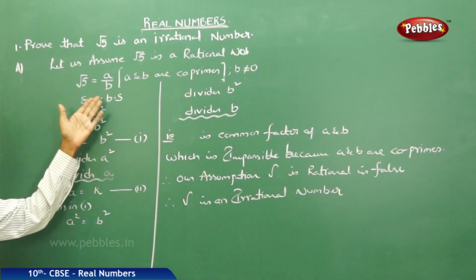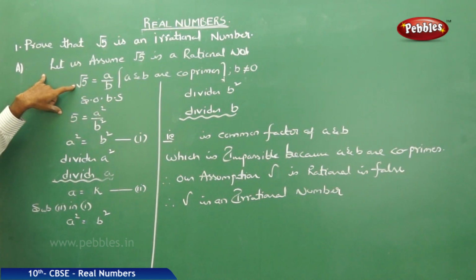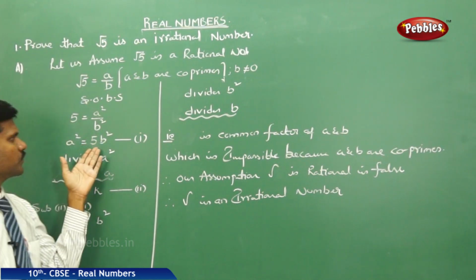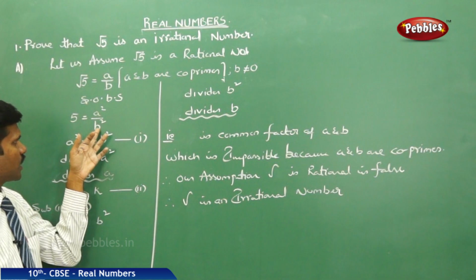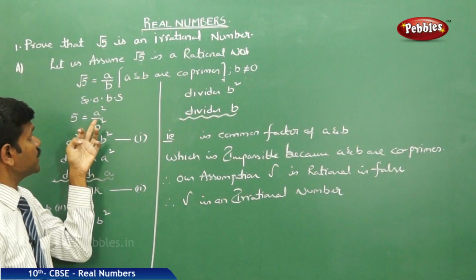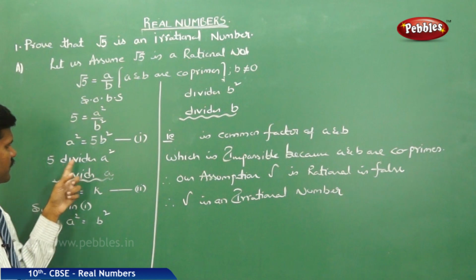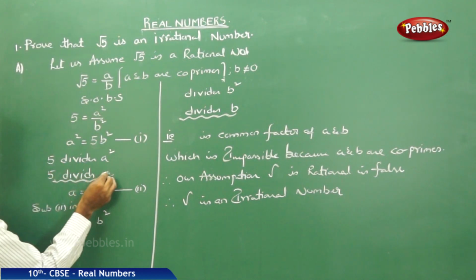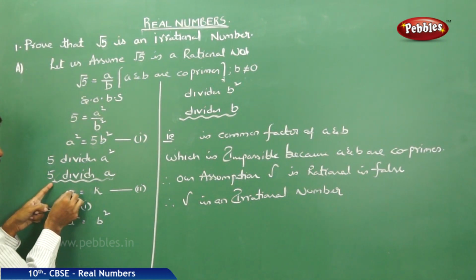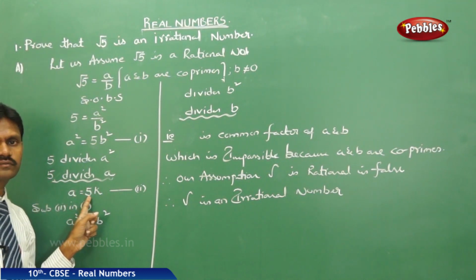Now squaring on both sides, the square root gets cancelled, that is 5. Now cross multiply: a square is equal to 5b square. Suppose you transfer this b square to here and 5 to this side, what is meant by that? 5 divides a square. 5 divides a square means that 5 divides a also. That is, a will be of the form 5k, a multiple of 5.